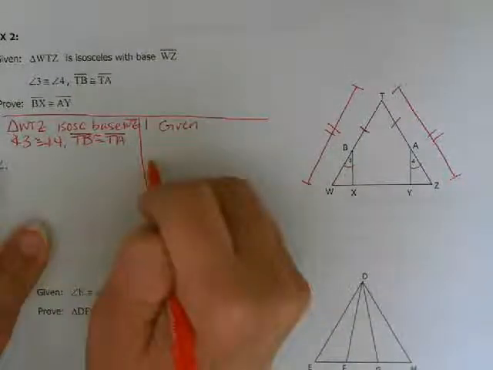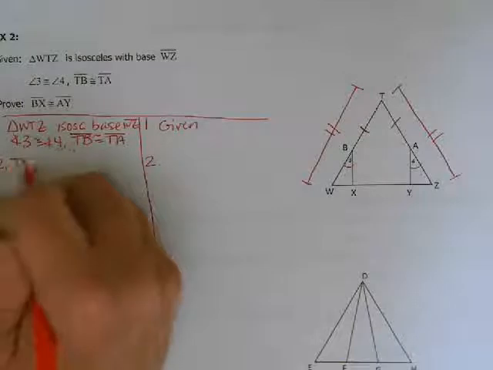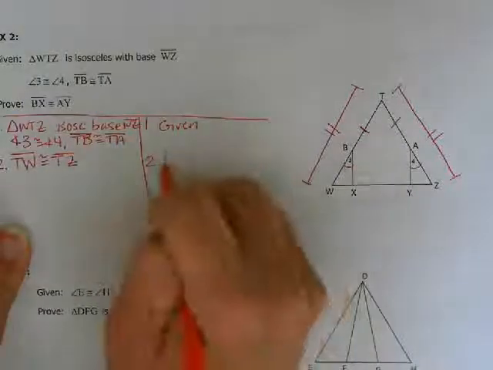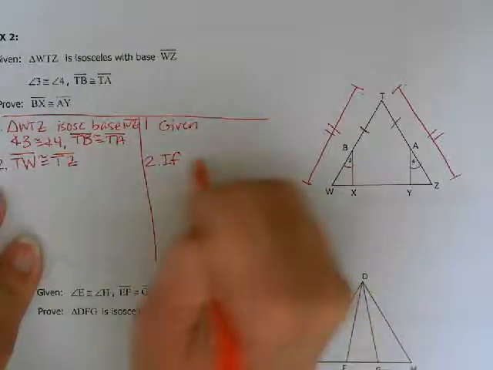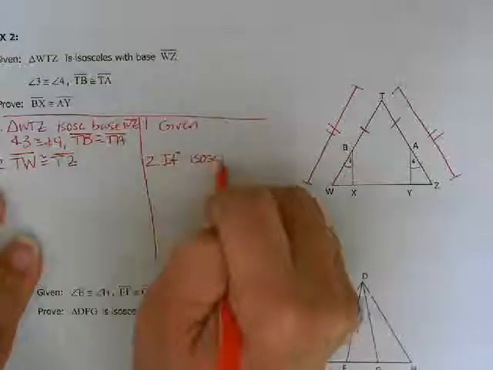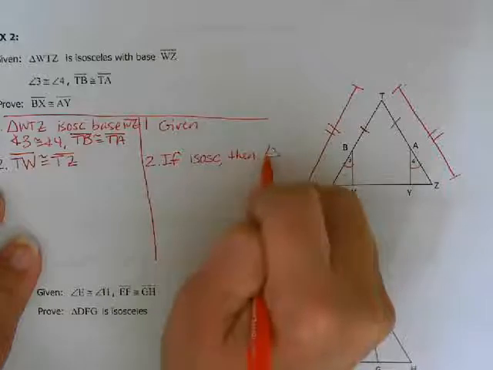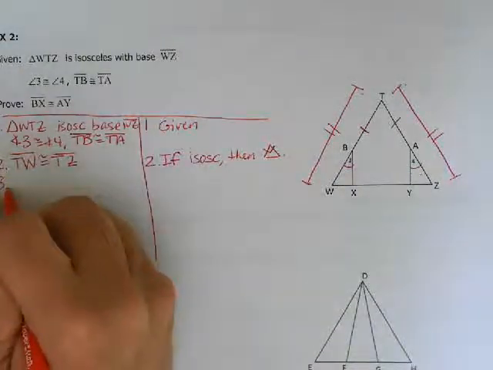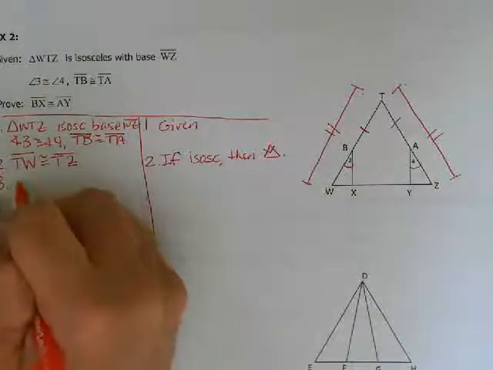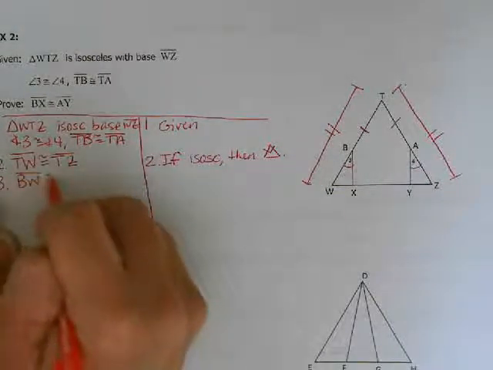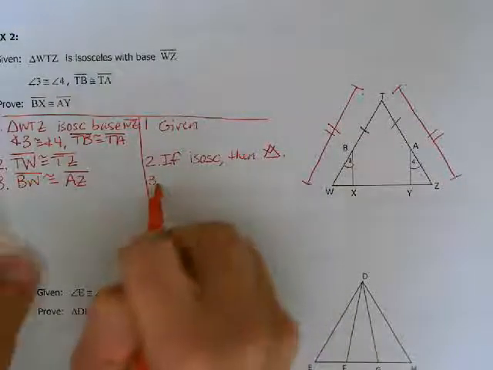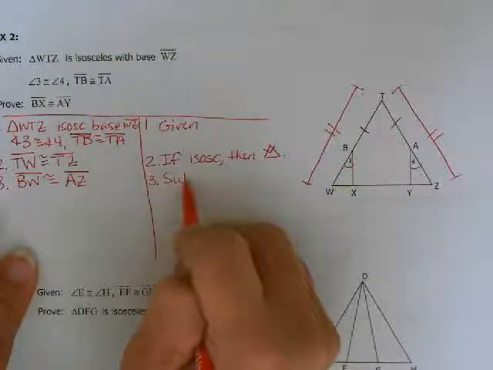And then we said that TW is congruent to TZ because if isosceles, then the legs are congruent. And then we can say that BW is congruent to AZ, and that's going to be by subtraction.